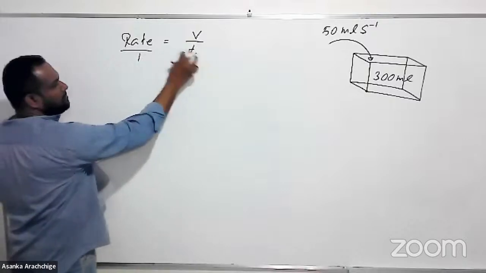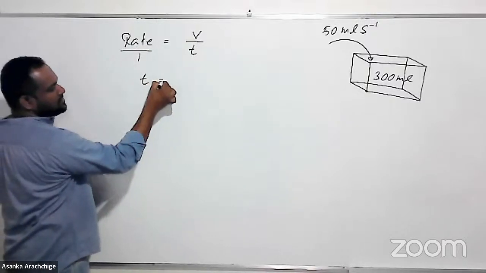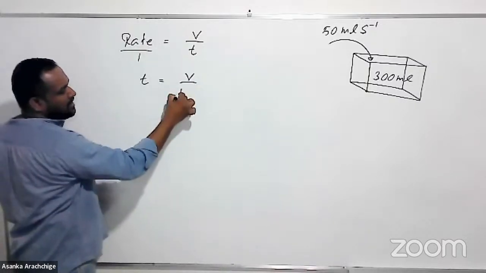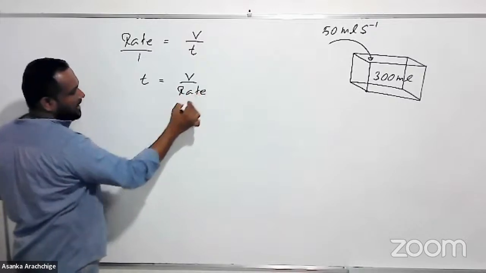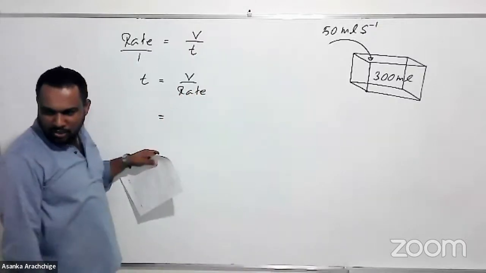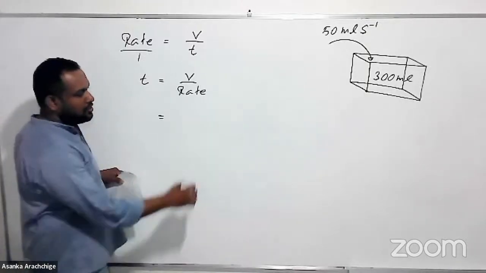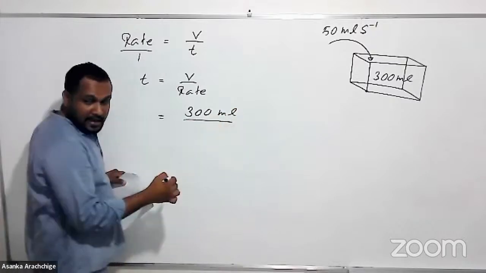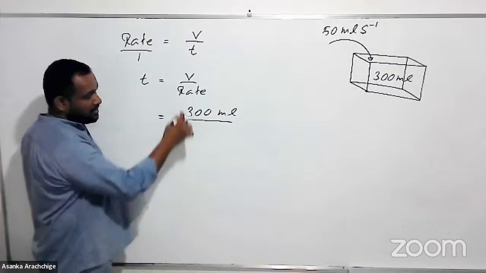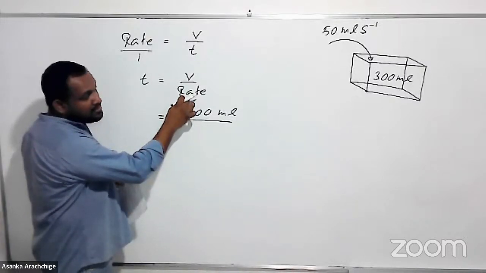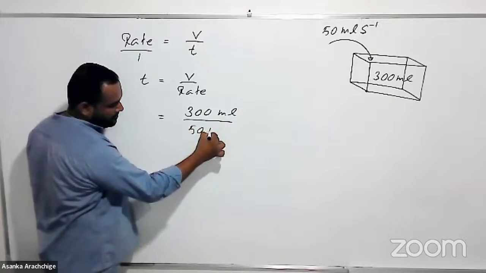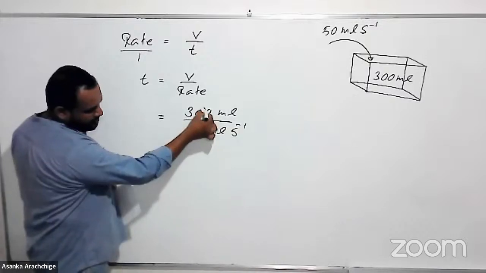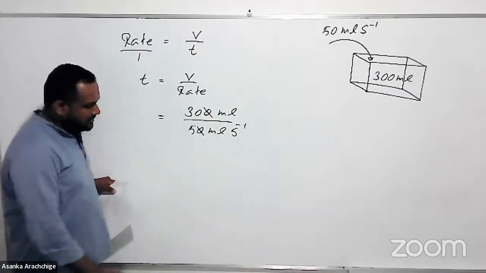Then time is equal to volume, which remains unchanged, and rate comes here. Time is equal to volume division rate. What is the volume today? 300 milliliters. The rate is 50 milliliters per second. The zeros can be cancelled.